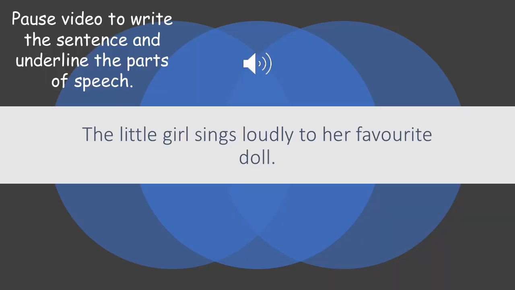Okay, now I want you to write this sentence for me, and then you're going to underline your nouns in red, adjectives in green, verbs in blue, and adverbs in orange. You can push pause if you're watching this as a video to write the sentence first, and then underline it before you go to the next slide. The little girl sings loudly to her favorite doll. Please underline the different parts of speech in those colors for me.